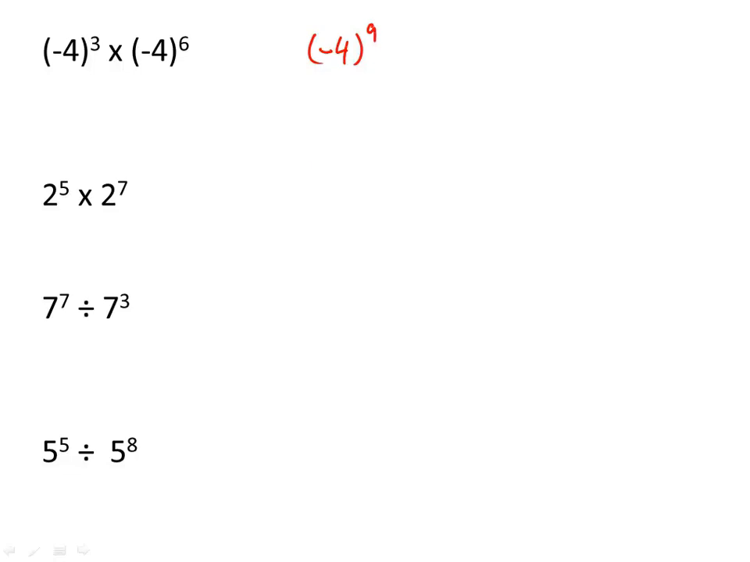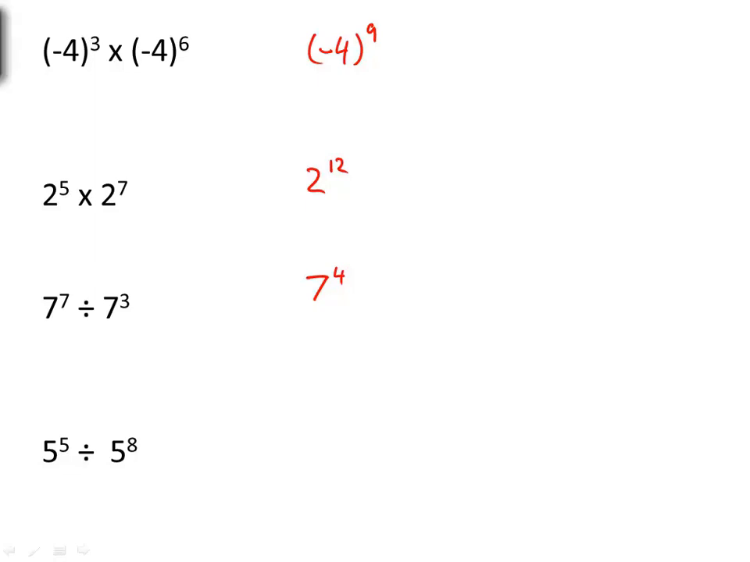Same thing for this one. Keep the base the same. We have 2 to the 5 times 2 to the 7. Since it's times, we're just going to add the exponents. So 5 plus 7, and that's going to be 12. Okay. Now we have some divides right here. So same base, 7, and we just go 7 minus 3, and that is going to be 4. Okay, and this is way quicker than writing it all out this way.